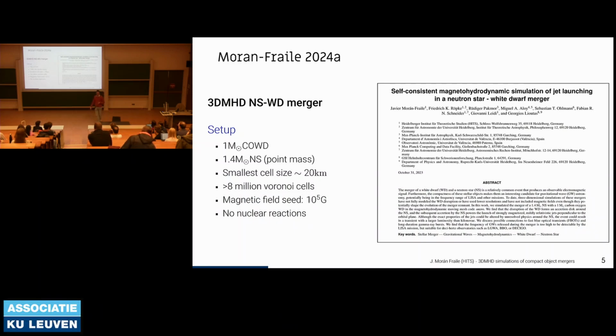Also another limitation: as the neutron star was a point mass, initially it cannot have a magnetic field. So to compensate, we give a bit of a stronger magnetic field to the white dwarf to start. The actual value that is given is not super important. I can elaborate on that if anyone has questions later, but these are the initial conditions that we use.